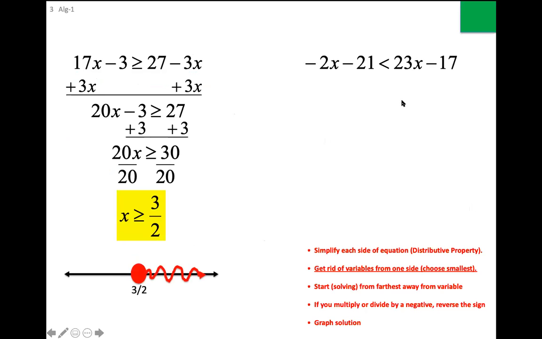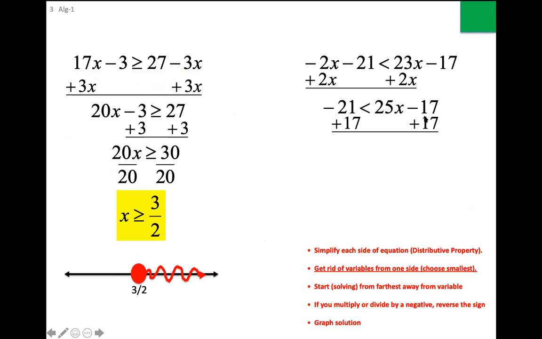All right, second one, let's see. I'm going to move the negative 2x first. So add 2x to both sides. Add 17 to both sides. Negative 21 plus 17 will be negative 4. Once again, we're going to get a really ugly answer. Divide both sides by a positive, so I don't need to flip the inequality.